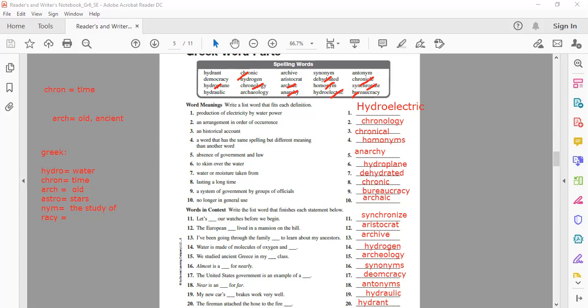Okay. It's not there, I have to search for it. But anyway, democracy and bureaucracy, it means also the system. So racy means the system here, like democracy, bureaucracy, aristocracy also. So system. Okay, these are some of the roots that we learned today. Hydro, water. Chron, time. Arc, old or ancient. Astro, the stars. Nym, the study of. And racy, it means what?